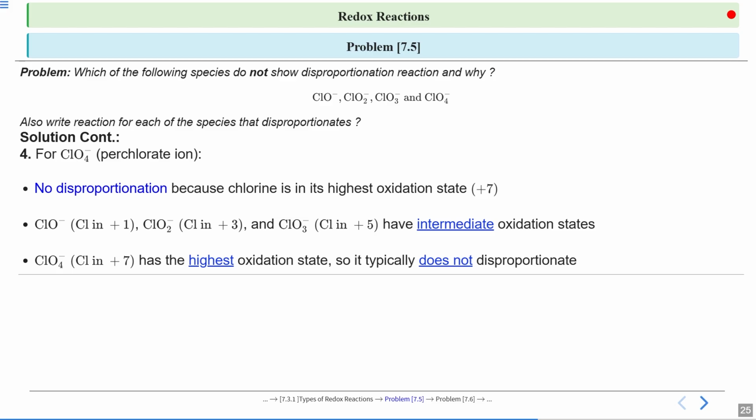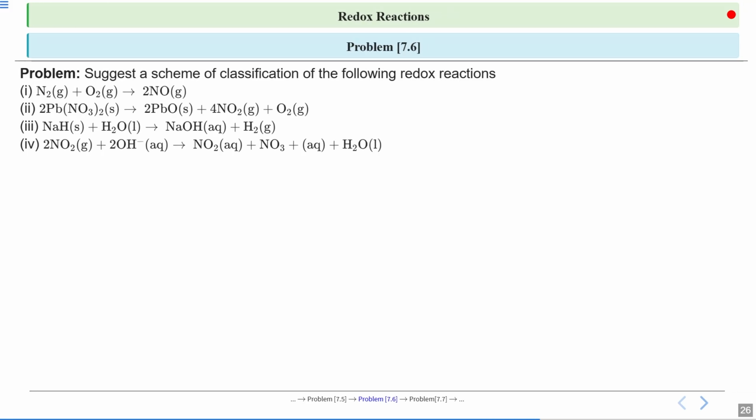Now let's move on to another question, that is problem 7.6. In this question, you are provided with 4 reactions, for which you have to suggest a scheme of classification of the redox reactions. Here are 4 redox reactions provided to you. You have to tell which one would be the combination reaction, or displacement, or disproportionation one, and so on. To solve this question, you are provided with some time here, and after this time, I shall provide you the correct answer and its detailed explanation.